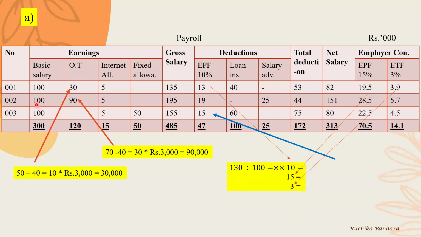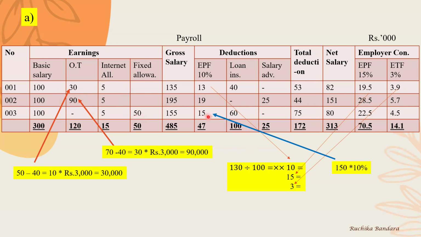So when you go to this one, except internet allowance, 190, division sign, 100, equal, multiplication sign 2 times, 10 equal, that's 19. 15 equal 28.5, 3 equal 5.7. When it comes to 003, they say only the internet allowance to remove. So this person's total salary is 150.